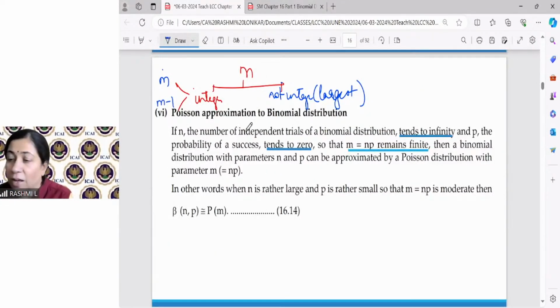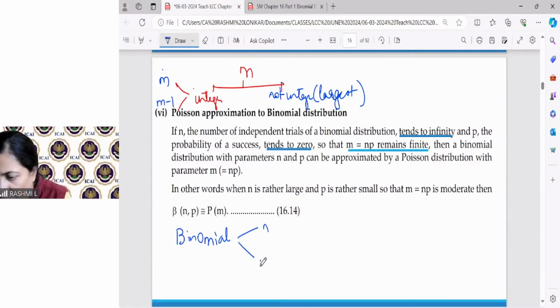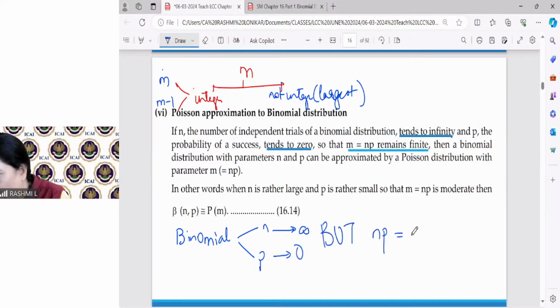So if we take the binomial, we know it is defined by n and p. What happens when n is tending to infinity, meaning n is becoming large, and p is tending to 0? But n into p must be finite.